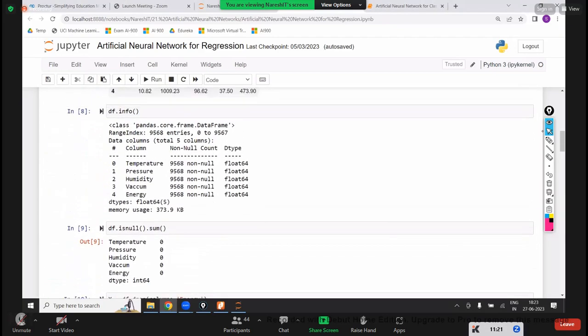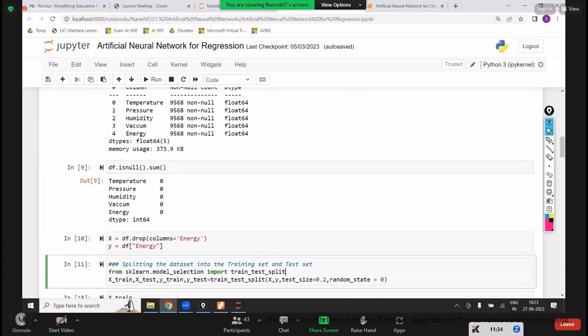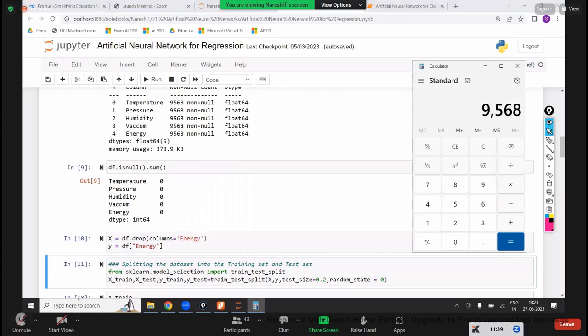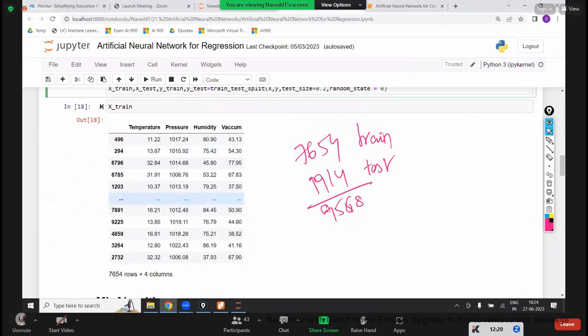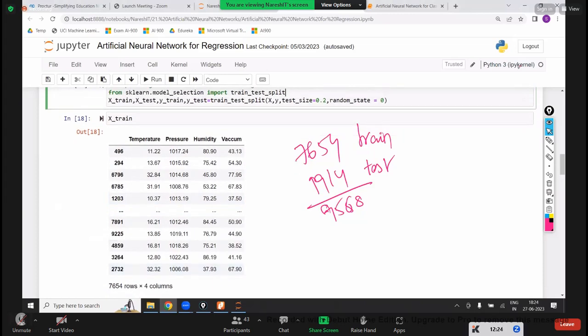After train test split, in the original data, how many records are there? Overall, 9,568 records with 5 columns. Now, I'm taking the test size of 0.2. So 9,568 into 0.8 is 7,654 records. 7,654 are used for training purpose, and the remaining, 9,568 into 0.2, which is nothing but 1,914 records, are used for testing purpose. Up to here, it is common, no difference.